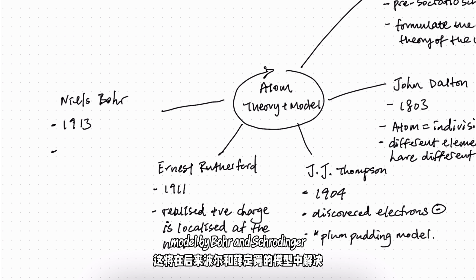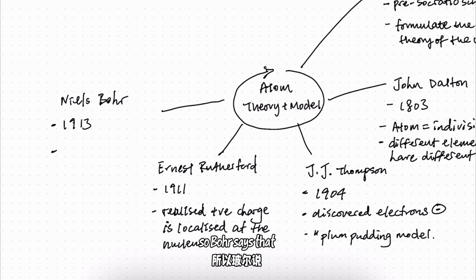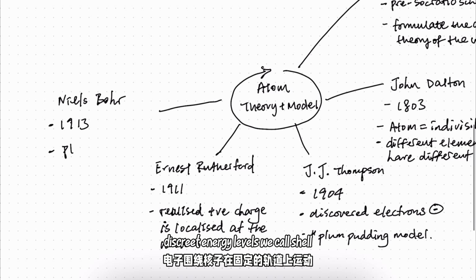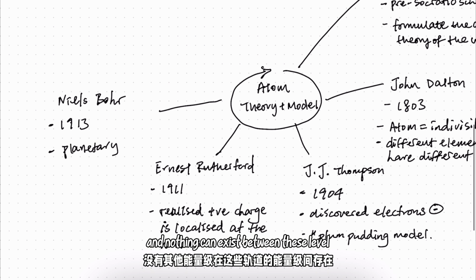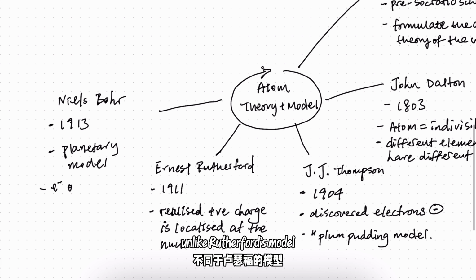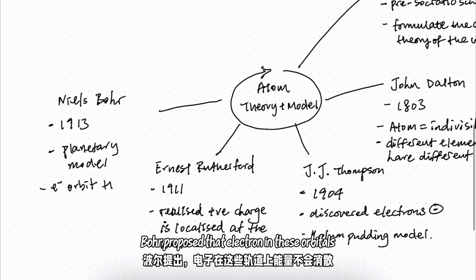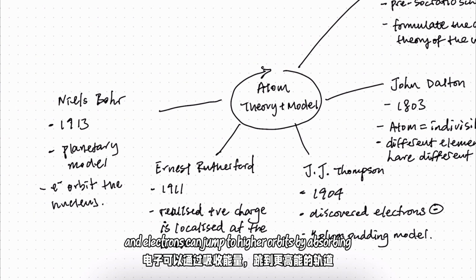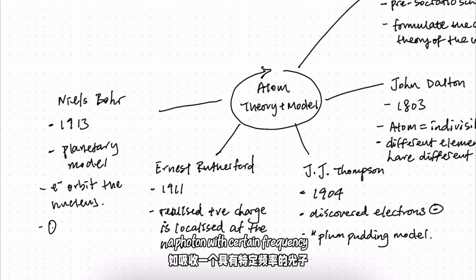So Bohr says that electrons orbit the nucleus in fixed discrete energy levels we call shells, and nothing can exist between these levels. Unlike Rutherford's model, Bohr proposed that electrons in these orbits do not lose energy, and hence solved the collapse problem. And electrons can jump to higher orbits by absorbing a photon with a certain frequency.